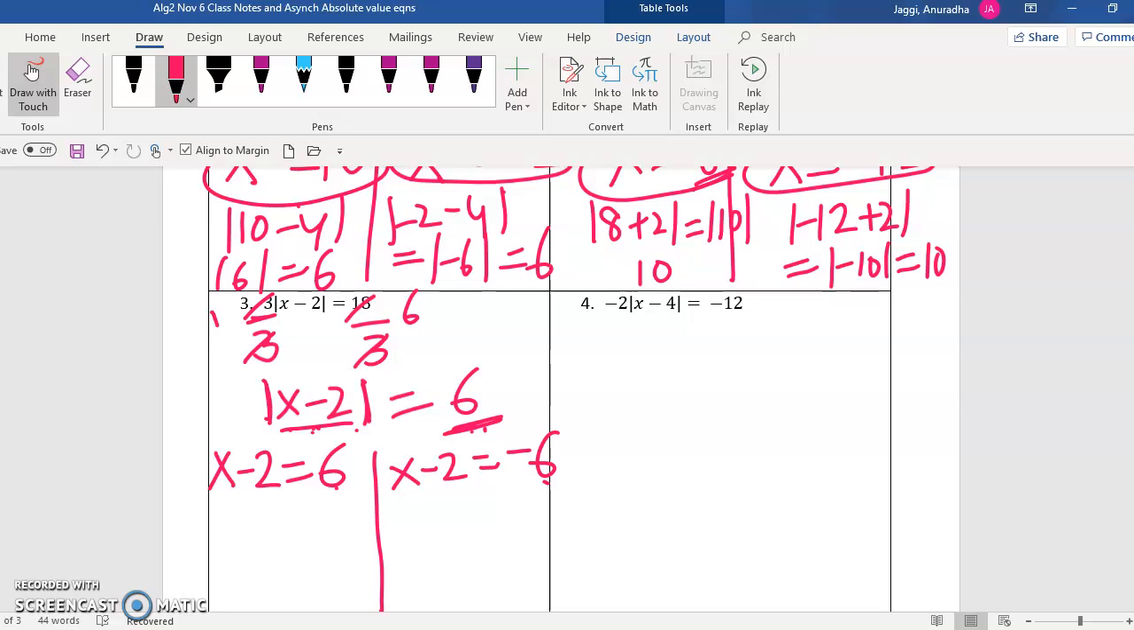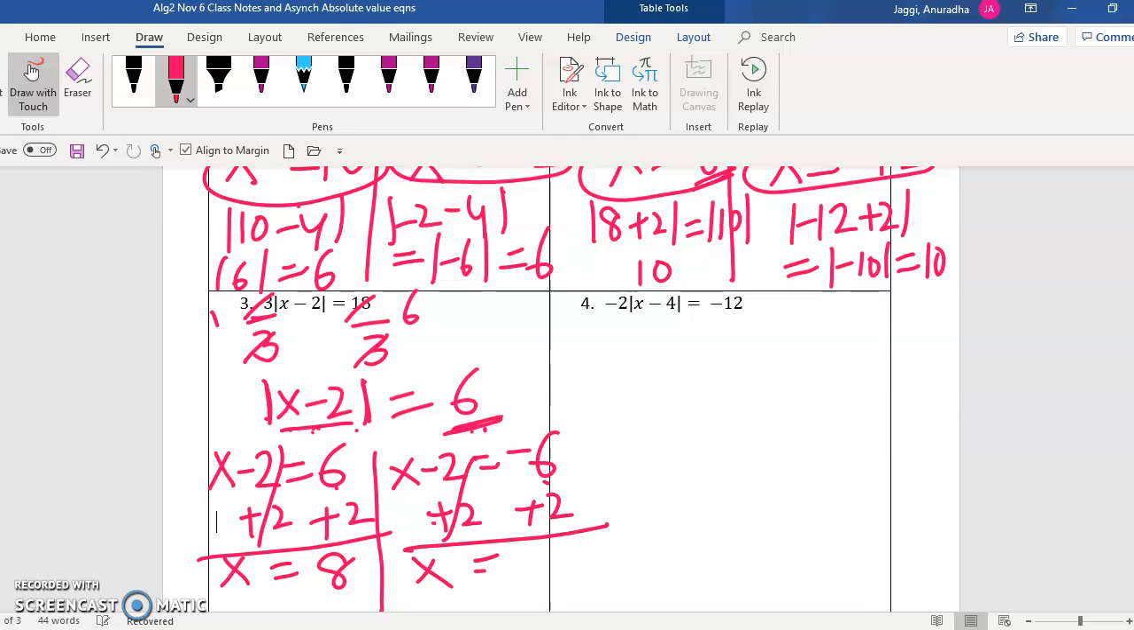Again, start with the inverse operation. You're going to solve for x. So plus 2 on both sides, x becomes equal to 8 here, and plus 2, x becomes equal to negative 4 here. Now if you plug it back in, 8 minus 2 is equal to 6. The absolute value of 6 is 6. If you plug in negative 4 instead of x, negative 4 minus 2 is negative 6, and the absolute value of negative 6 is 6. So you can circle both the answers and they are right.